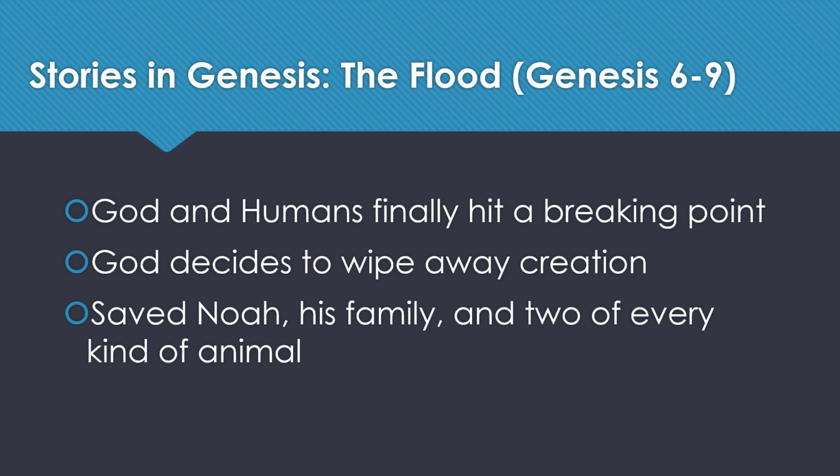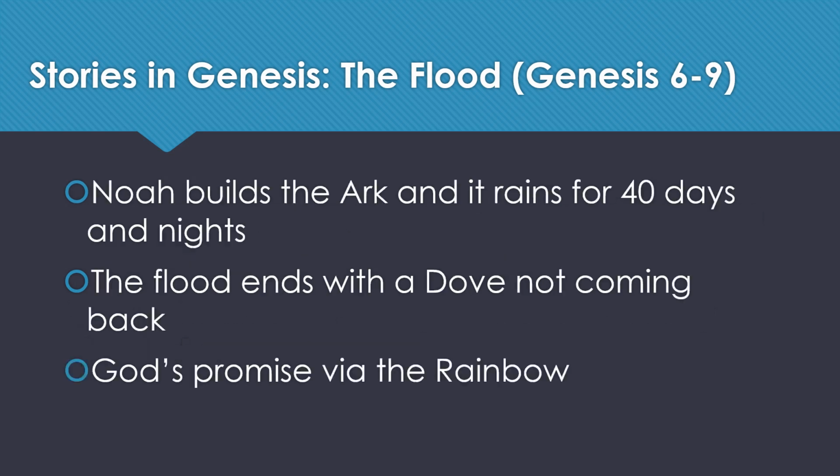God saves Noah and his family, and he says, Noah, build an ark. And so Noah does that, and he saves 2 of every animal and saves Noah's family. And it rains for 40 days and nights.